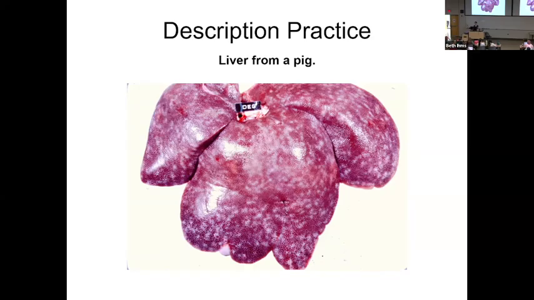It doesn't really have a texture. It's not really raised. There aren't really any nodules. The shape and size of the liver are normal. I can see the gallbladder poking out right here. It looks pretty normal. Anybody know what this is?